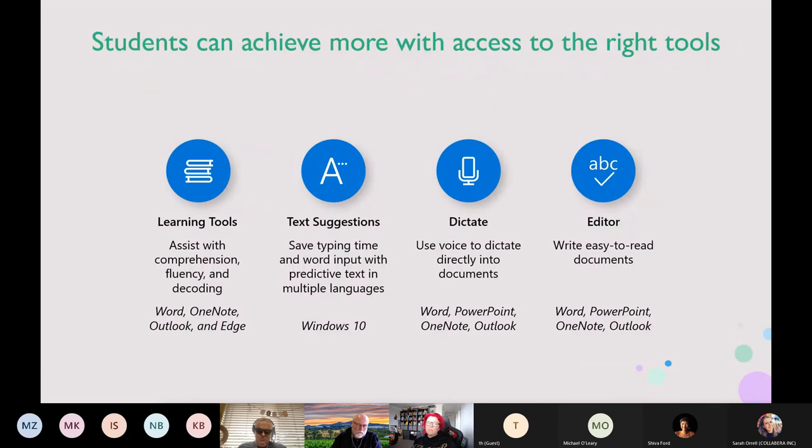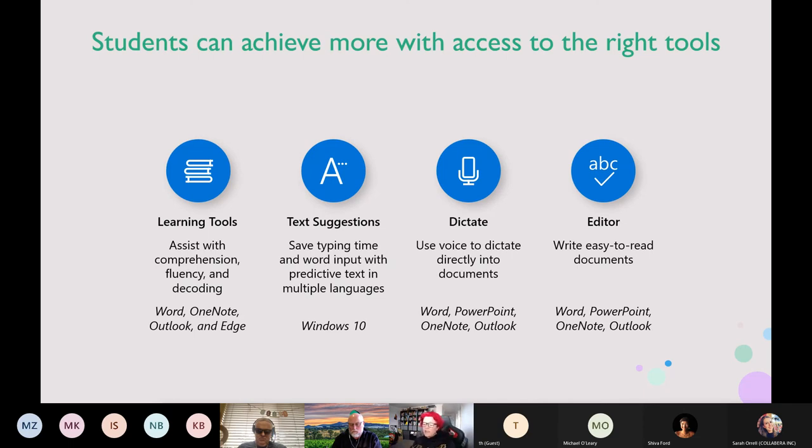we're looking to enable all students to achieve more with access to our built-in inclusive classroom tools. So learning tools and specifically Immersive Reader assists with comprehension and fluency. We've got text suggestions when you type into both Word, Office, as well as Windows 10. You've got dictation tools. I think it's Windows H is the keyboard shortcut on Windows to dictate directly into your documents. And then we've also got Editor now to make your documents easier to read. So that's just a little bit about Microsoft's mindset and where we've come and hopefully where we're going to with further innovations. So that's a little bit about mindset and how we're building our technologies for education.